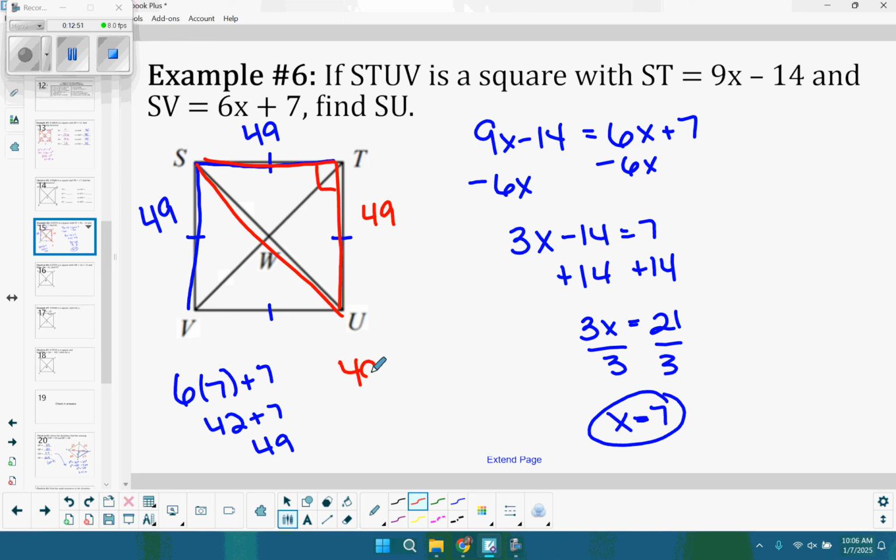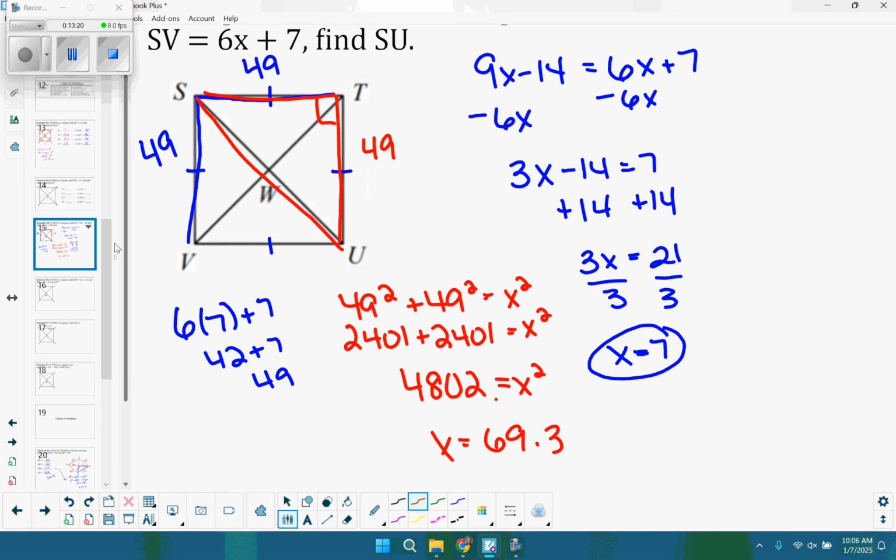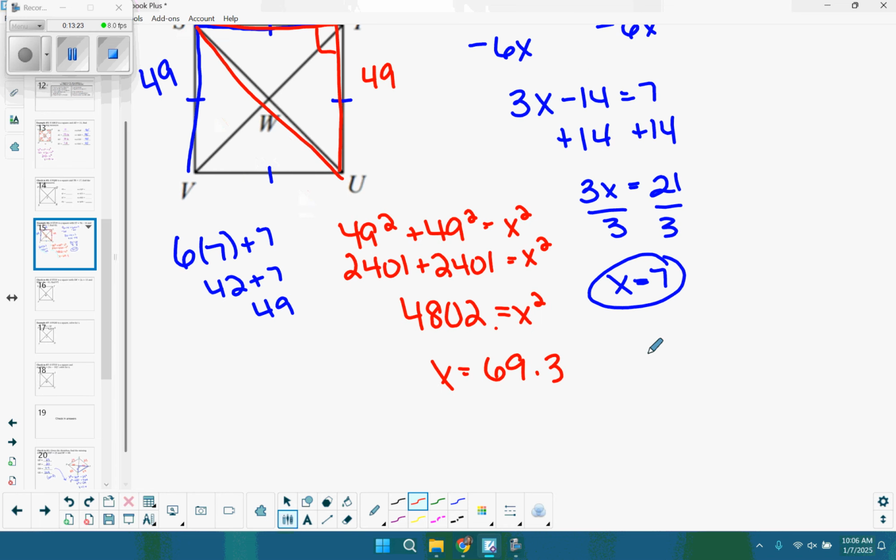So we could do a squared plus b squared equals c squared. So we're going to do 49 squared, which is 2401, plus 2401 equals x squared. So that's 4802 equals x squared. And when I take the square root of that, I get 69.3. So in this problem, SU would be 69.3.